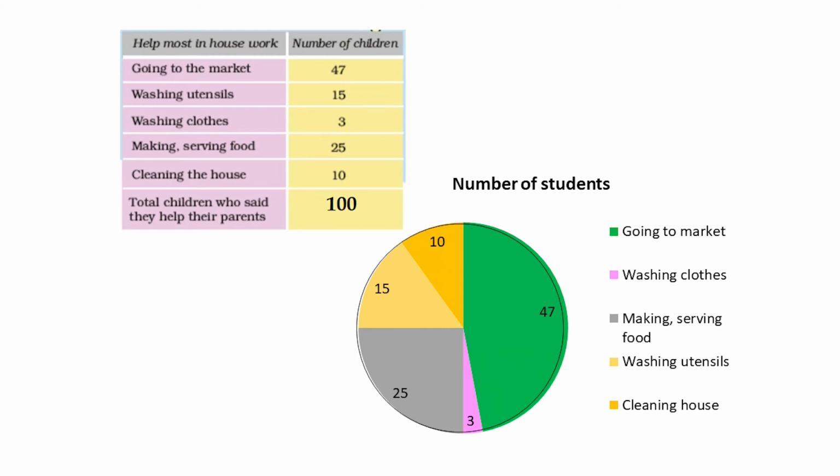Next we have 15 students that help by washing utensils, and it is represented here in light blue color. And finally, the students that help by cleaning the house are 10 in number, and they are represented here in orange color. Now 15 and 10 make up 25, which is another quarter of the pie chart. So in this manner, you see, we have filled up our entire pie chart, and now our pie chart is complete with the numbers of students who do a specific kind of work to help their parents at home.